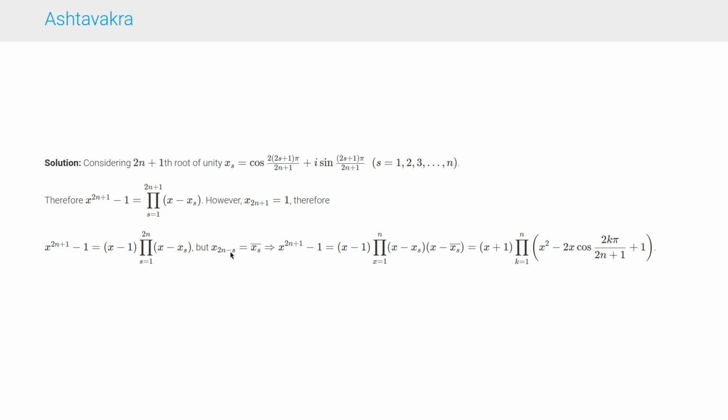But x 2n minus s is equal to x bar. So we can write x to the power 2n plus 1 minus 1 is equal to x minus 1 times the product from s is equal to 1 to n of x minus xs into x minus xs bar. Now we substitute xs here. So it becomes x plus 1 product from k is equal to 1 to n x square minus 2x cos 2k pi by 2n plus 1 plus 1.